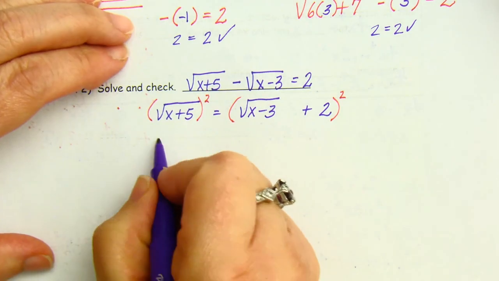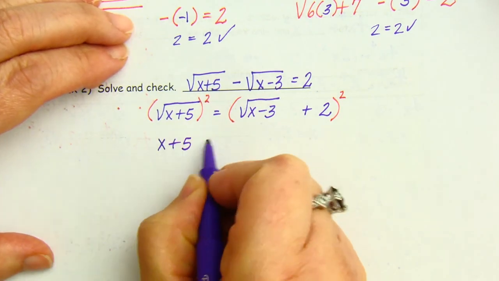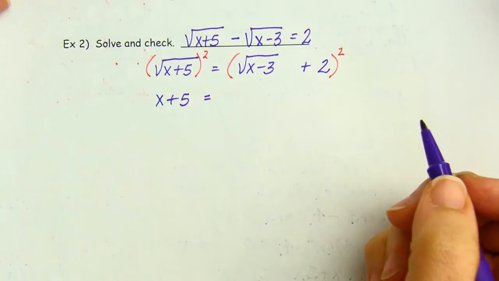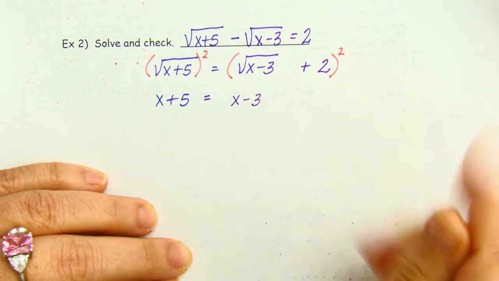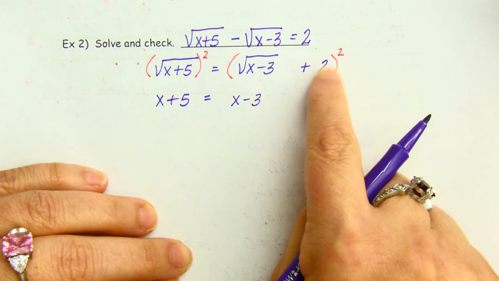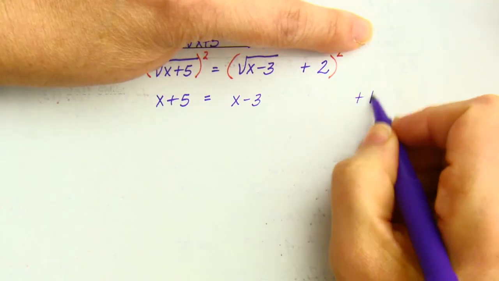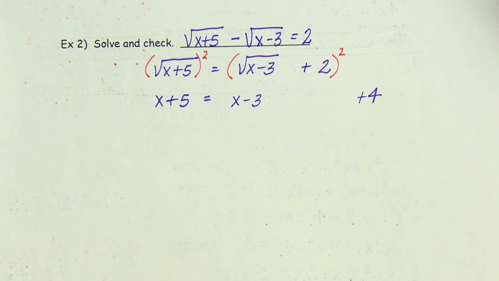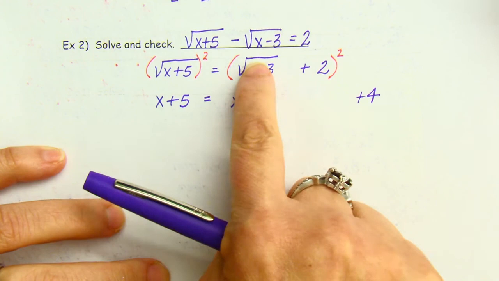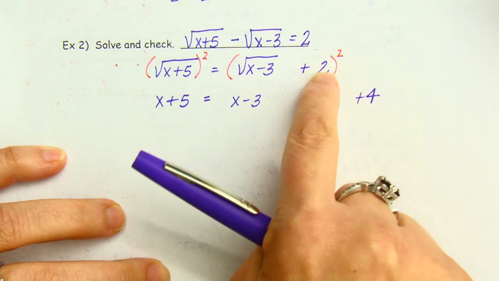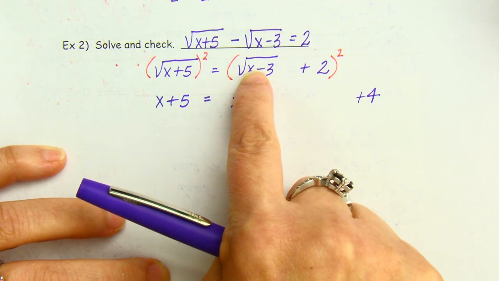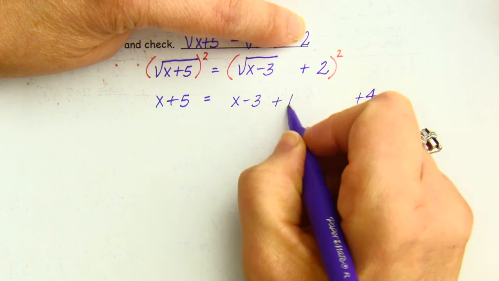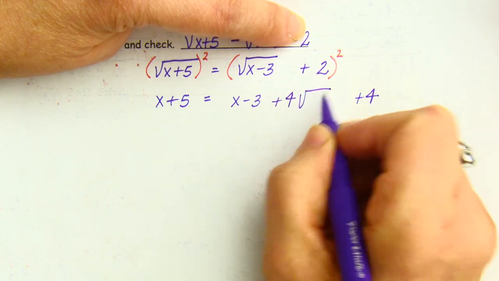On the left side, you get x plus 5. On the right side, when I square this, I get x minus 3. When I square a 2, I get 4. The middle term is you have to multiply them and double it. This term multiplied with this term gives me 2 square roots of x minus 3. Doubled is 4 of those. So plus 4 square roots of x minus 3.